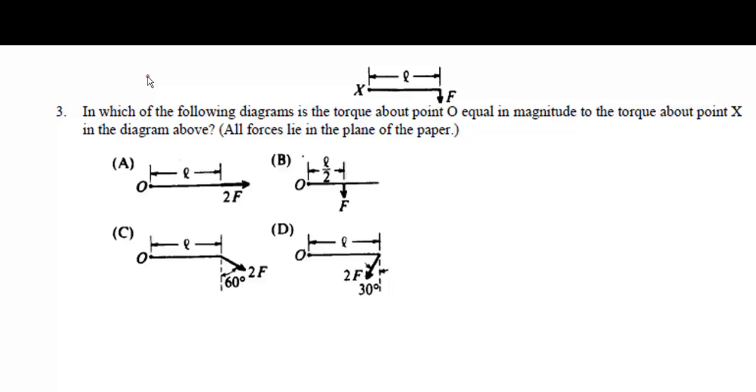So here a situation is given: in which of the following diagrams is the torque about point O equal in magnitude to the torque about point X in the diagram above? So here we have a situation in which a force is acting here. Corresponding to this force, the torque about this point X, how much will that be? Torque about point X. So what's the formula for the torque?